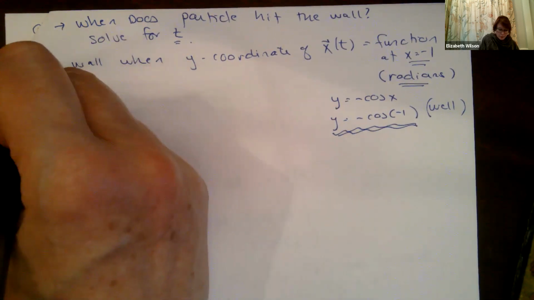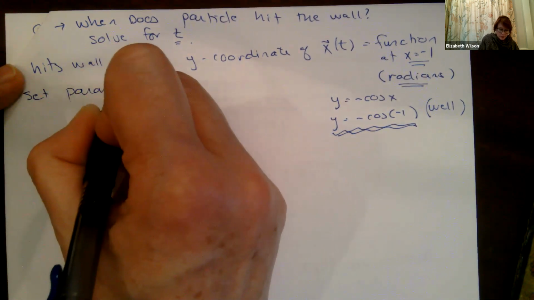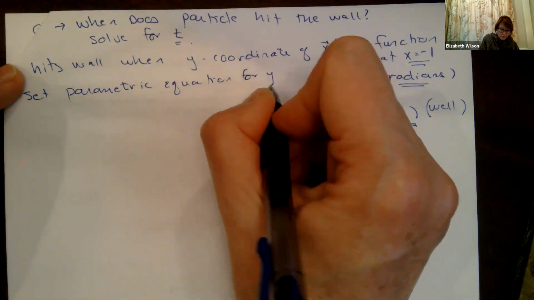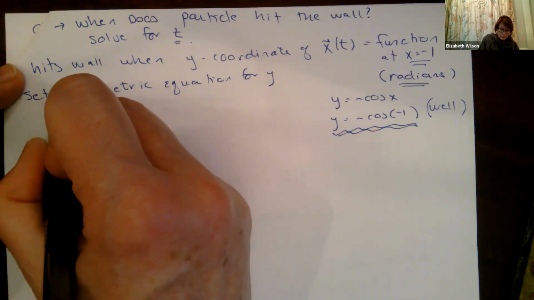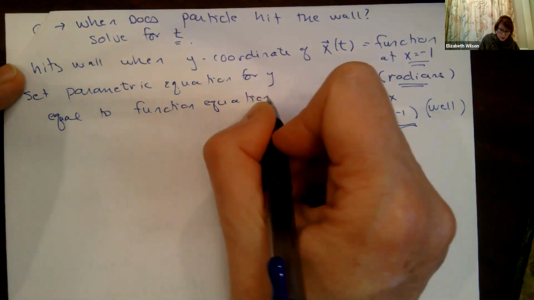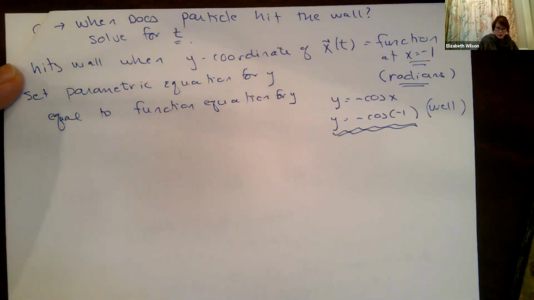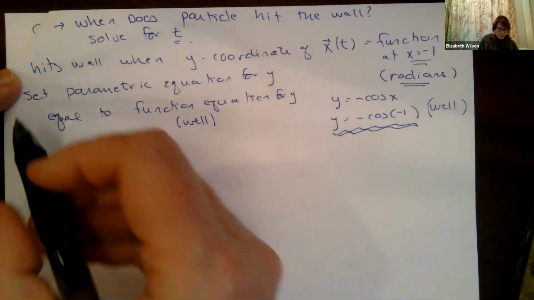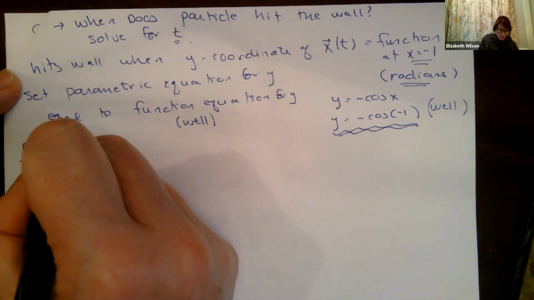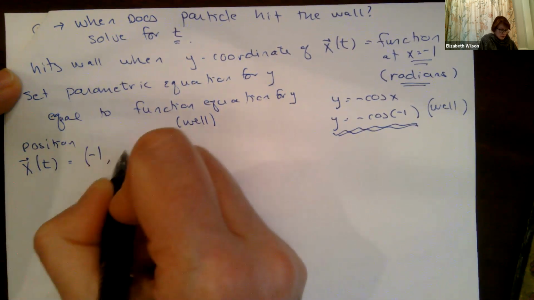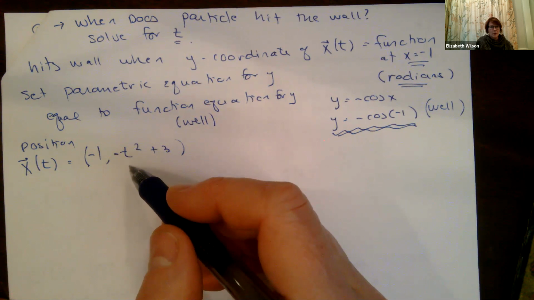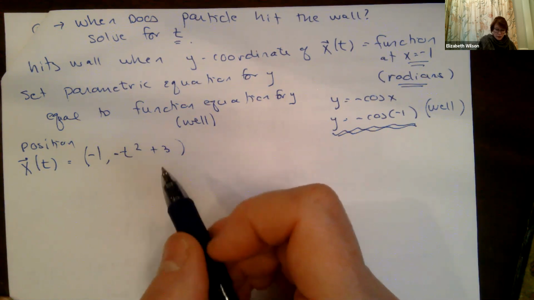So I'm going to set the parametric equation for y equal to the function equation for y. Okay, this is our well. Okay, so what that means, right? So our parametrics, write down our parametrics, our position. So our position function is given by -1 minus t squared plus 3. Right, this tells us the position of the particle. I want to know when the position of the particle intersects the position of the well, right? So when does the particle intersect the well?